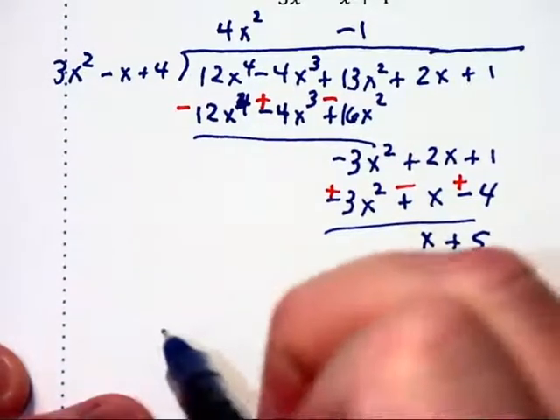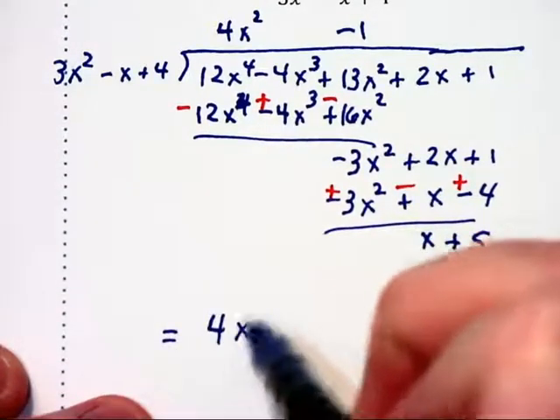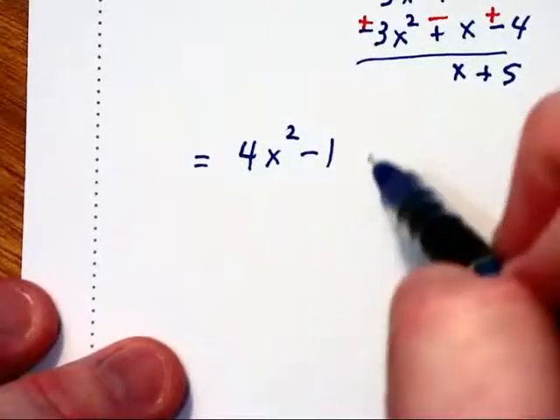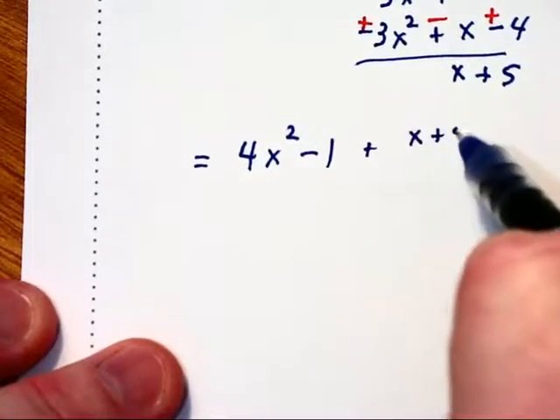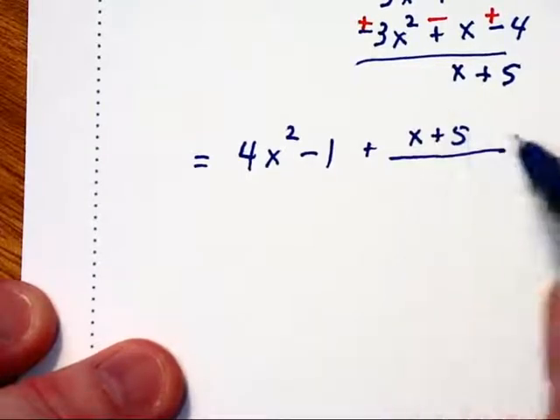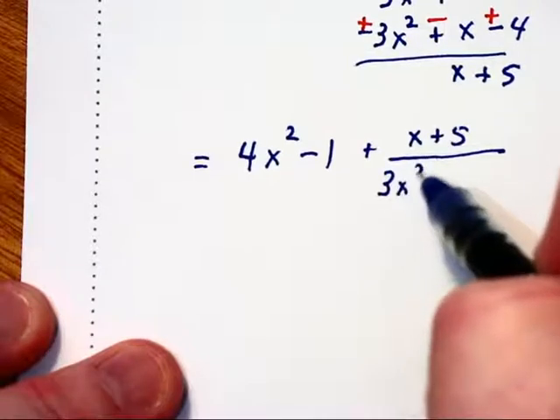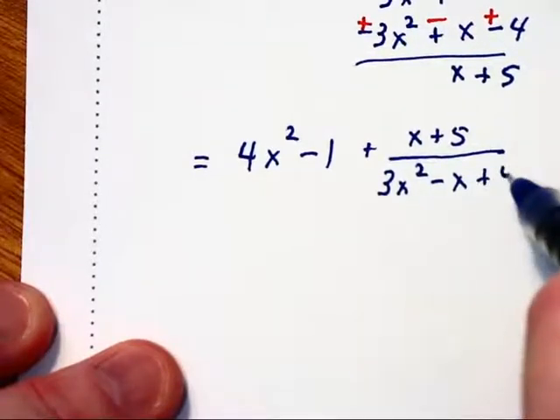So our full answer will be 4x squared minus 1 plus the remainder of x plus 5 over our original divisor, which was 3x squared minus x plus 4.